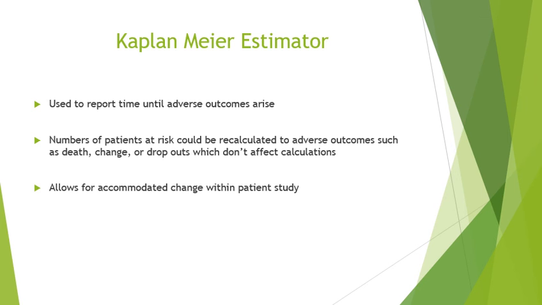The Kaplan estimator is used to report unusual outcomes in datasets. The number of patients at risk could be recalculated due to adverse outcomes, such as death, change, or dropouts, which are not affected in the calculations.